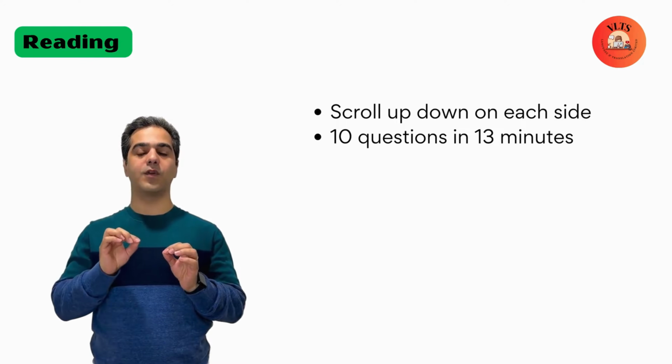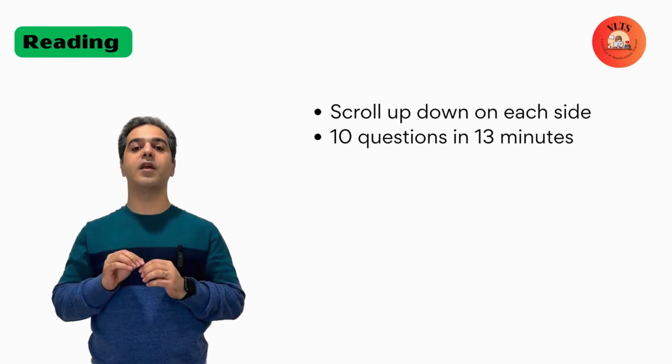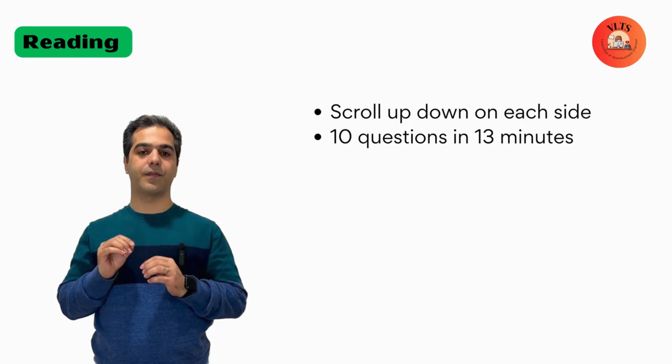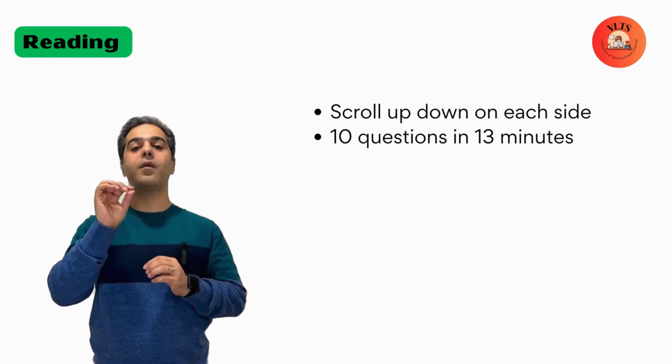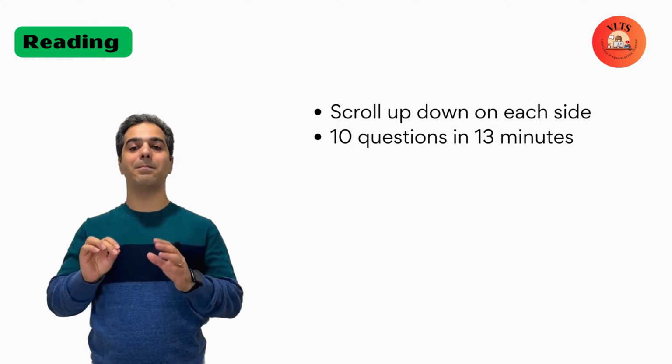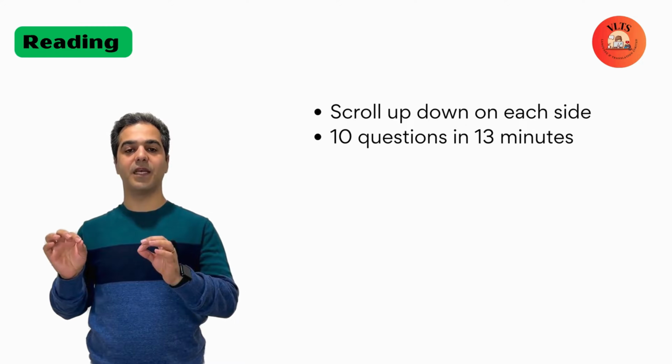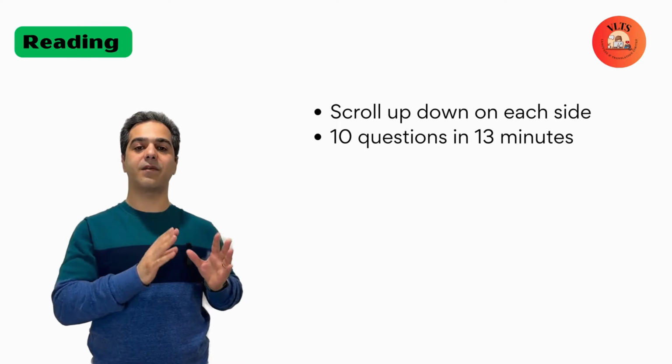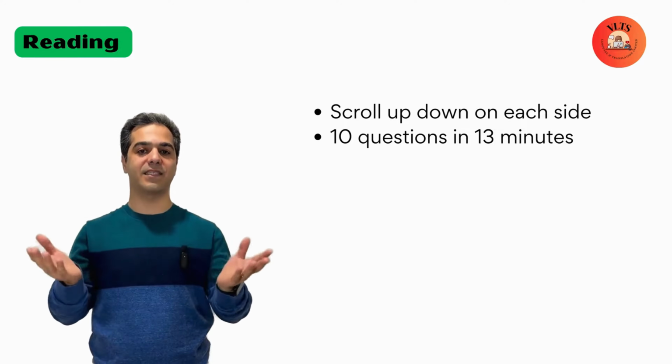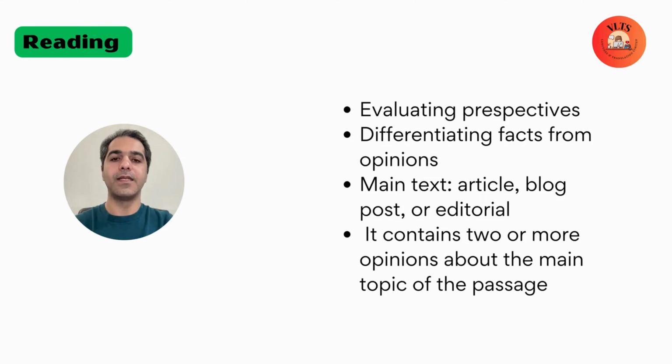In part 4, you have 13 minutes to answer 10 questions. Therefore, you need to stay focused and manage your time effectively in order to pass through this part successfully. CELPIP Reading Part 4 is all about evaluating perspectives and separating facts from opinions.